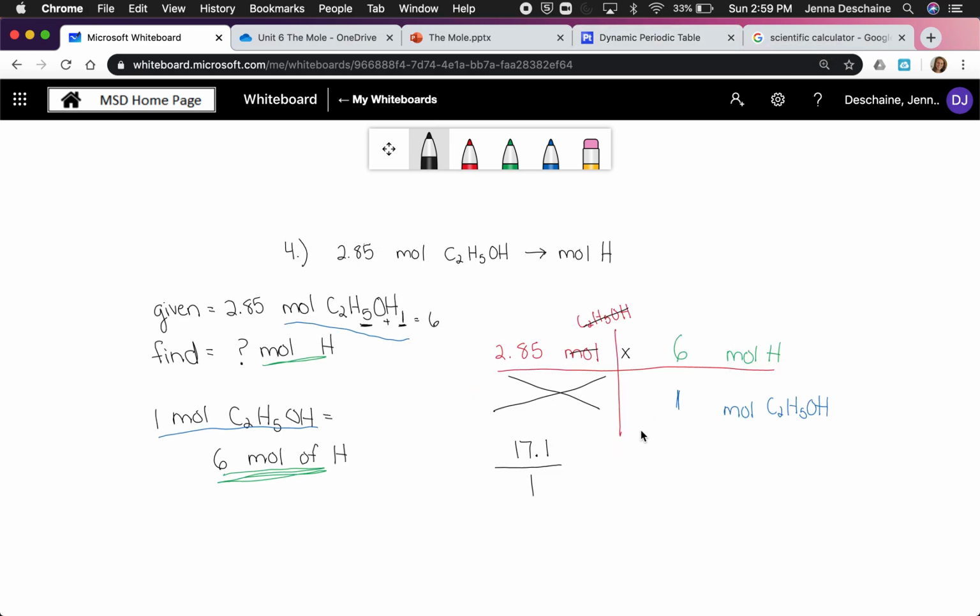Like I was just saying, my units are going to cancel from the top to the bottom, and I'm going to be left with moles of hydrogen. So my final answer is that 2.85 moles of alcohol equals 17.1 moles of hydrogen.